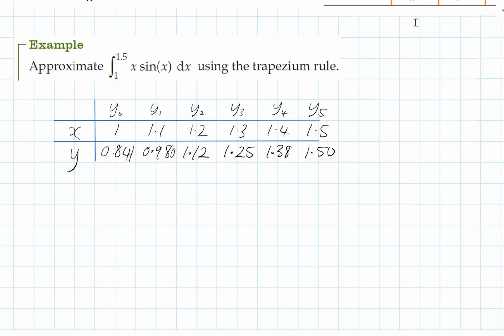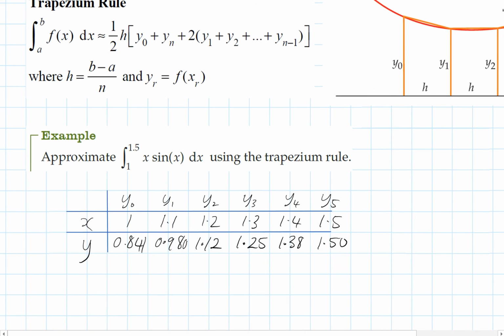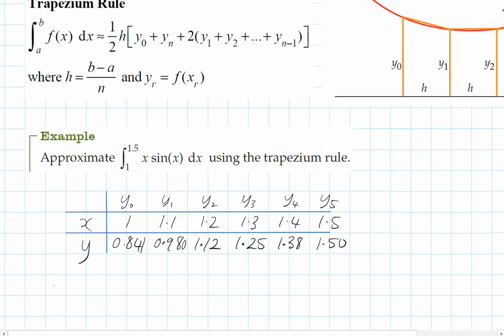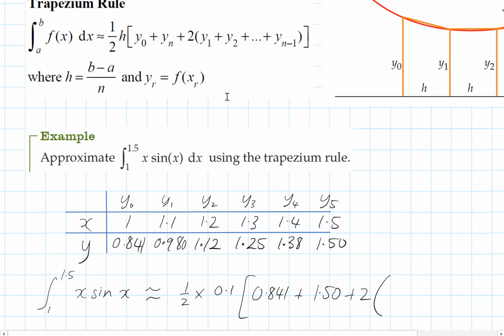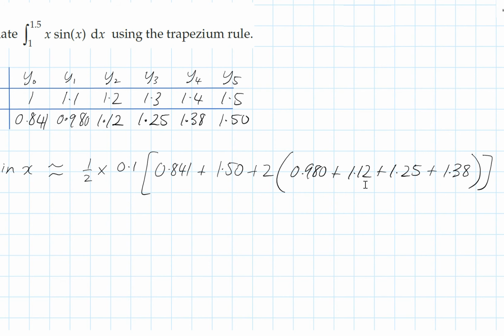Once you've got those values in your table, you can start to think about writing out the formula. So my integral from 1 to 1.5 of x sine x is approximately equal to, that's what the wavy equals is for, a half times my increment, which is 0.1, all times my y1, which is 0.841, plus my yn, which is my last value, 1.50, plus 2 times the rest of the values. So there's my completed formula.